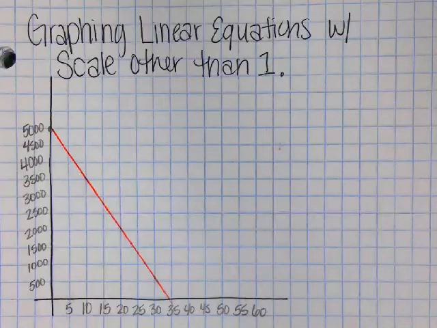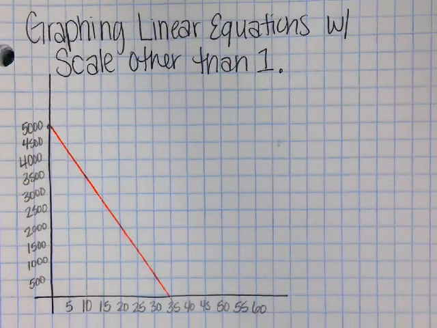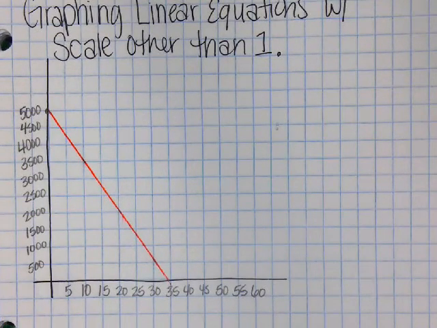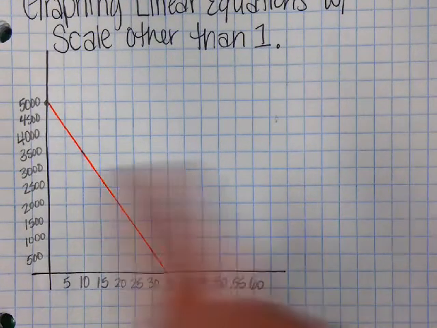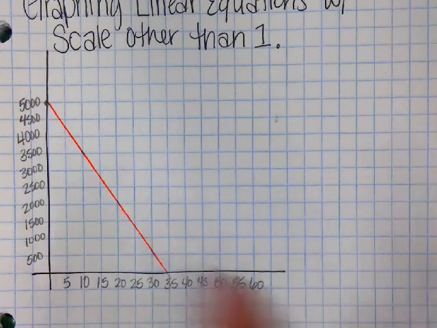Graphing linear equations with a scale other than 1. We've done this a little bit. I just wanted to make sure that everyone understands and everyone's on the same page. So if I gave you a graph and I said, what would be the linear equation?